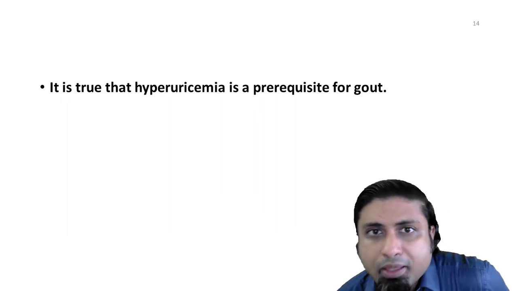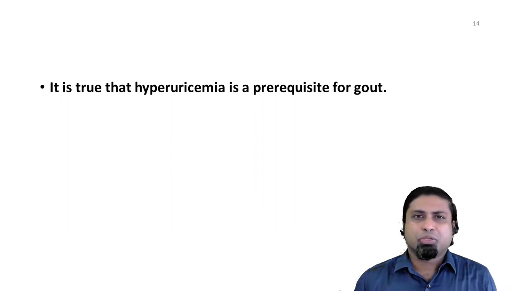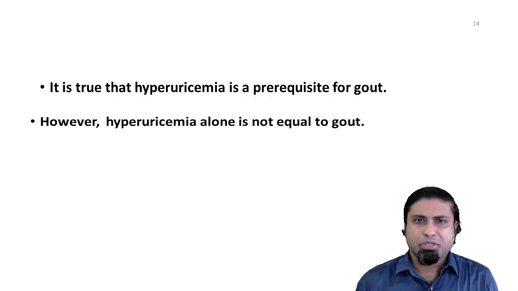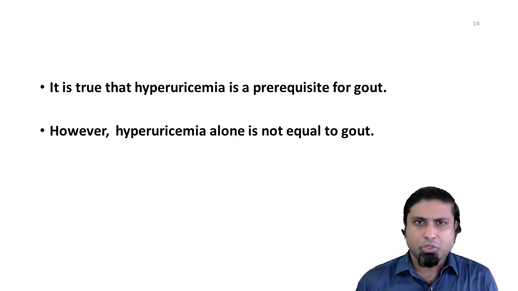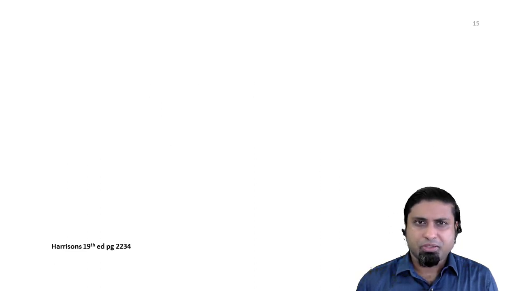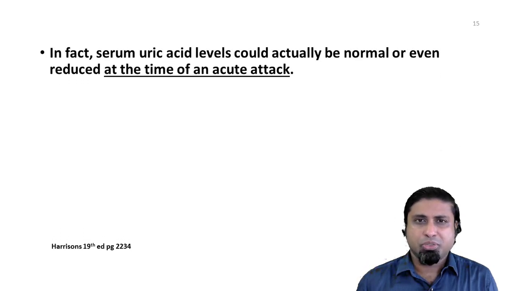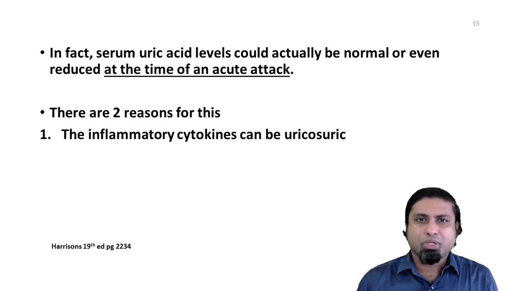Now, it is true that hyperuricemia is a prerequisite for gout, but we need to understand and remember that hyperuricemia alone is not equal to gout. In fact, the plasma uric acid may be normal or even low if measured during an acute attack of gout, and there may be two reasons for this. Firstly, the inflammatory cytokines released during an acute attack of gout can actually increase the urinary excretion of uric acid. In other words, inflammatory cytokines can have a uricosuric effect.